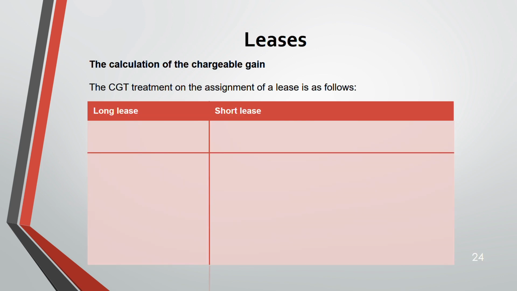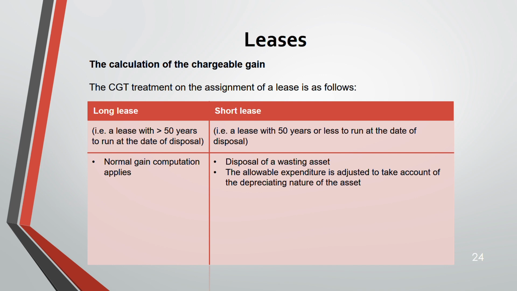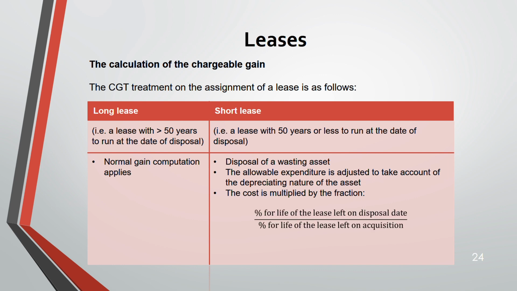Now, a long lease is more than 50 years, a short lease is 50 years or less. So normal gain for a long lease, and for a short lease of 50 years or less, this is a disposal of a vesting asset. We have done a question on this previously, 8 divided by 25. Now, you have to take the allowable expenditure and adjust it to take account of the depreciating nature of the asset. Cost is multiplied by the fraction. This is how you do it.